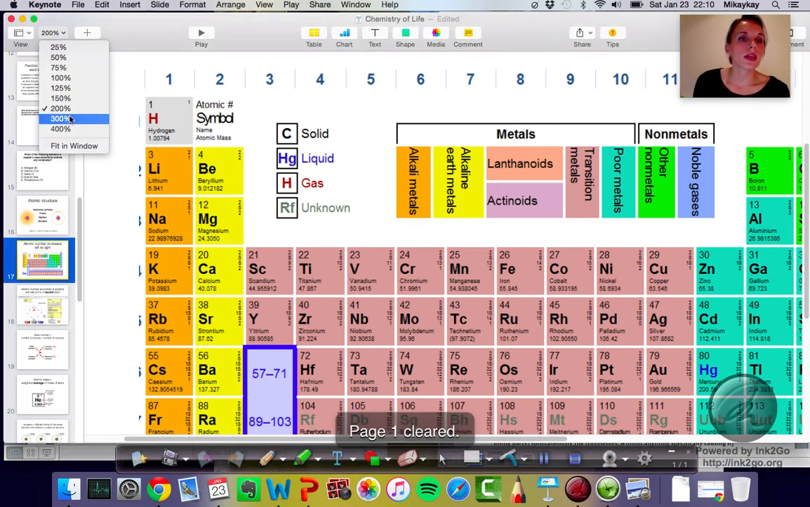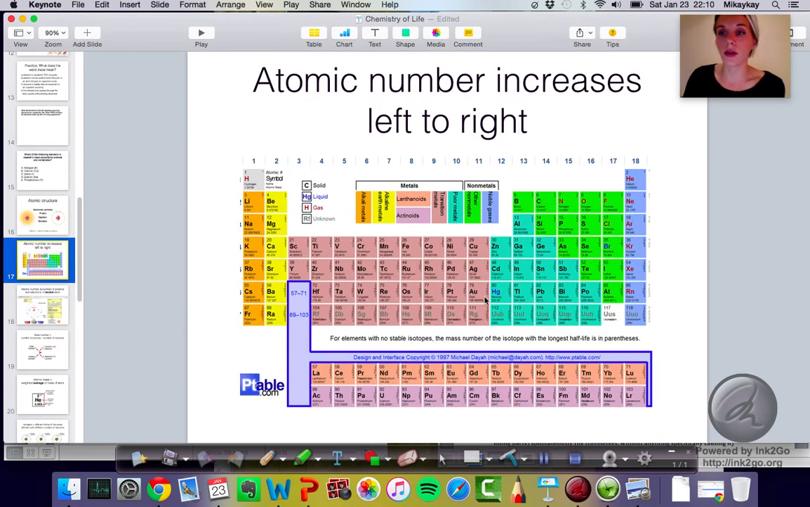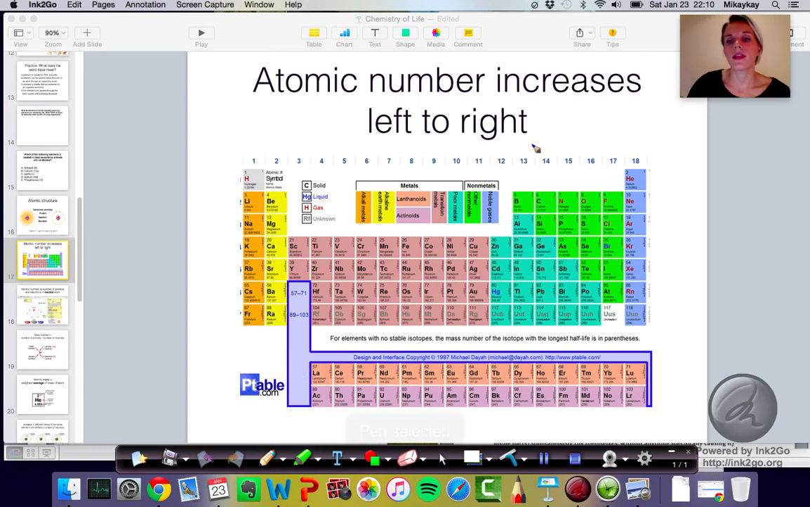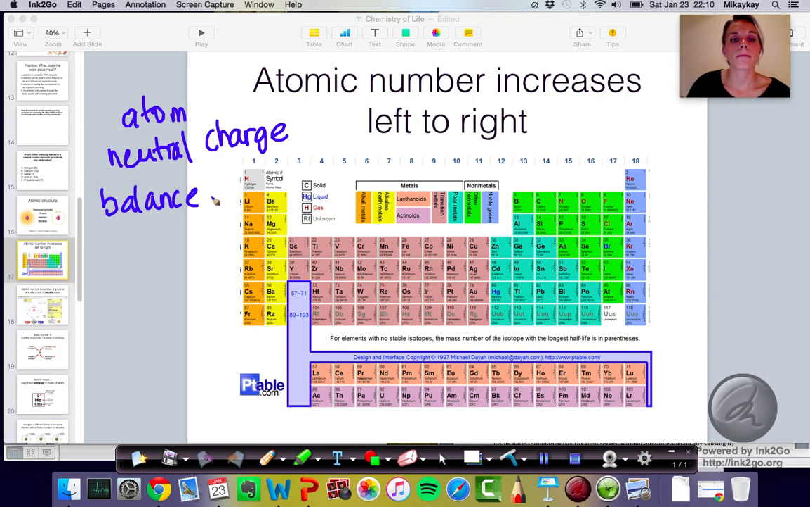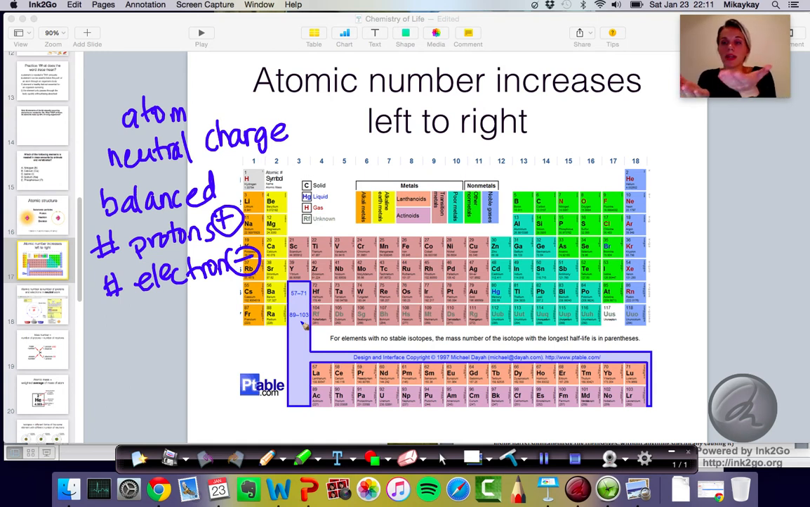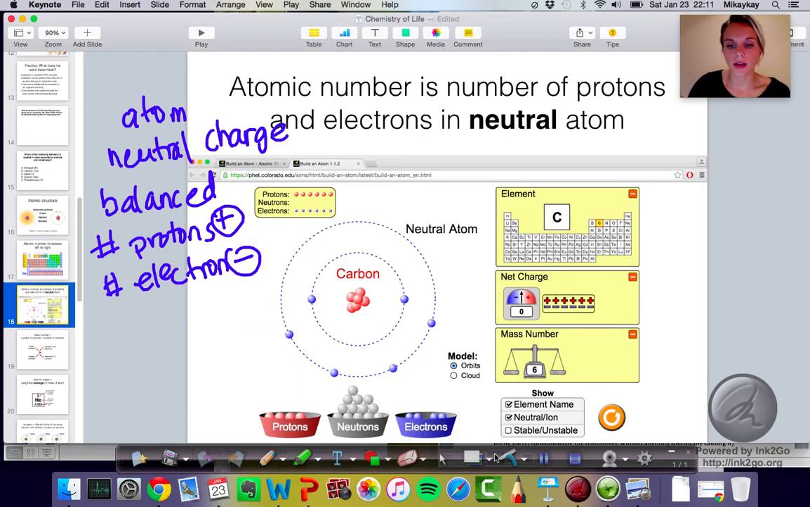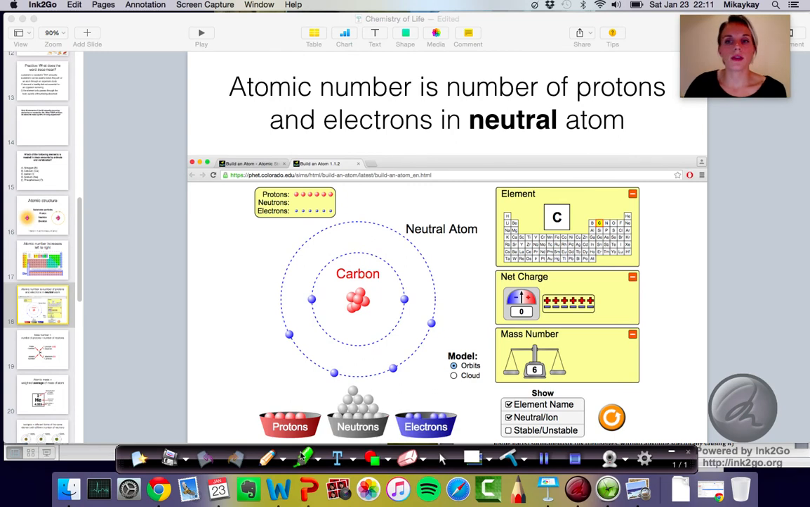So atomic number is pretty useful for figuring out the number of protons, but it also helps you figure out the number of electrons, because you'll remember that an atom often has a neutral charge overall, and that means that it has a balanced number of protons and electrons. Protons have positive charges, electrons have negative charges, and if those two are the same, then they balance each other out and cancel each other out. Then we have our overall neutral charge. I can take you to the PhET simulator to remind you of that. So remember, atomic number is the number of protons, but it's also our number of electrons if we have a neutral atom.